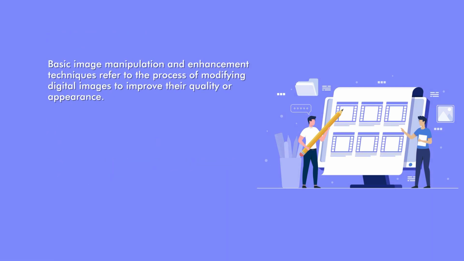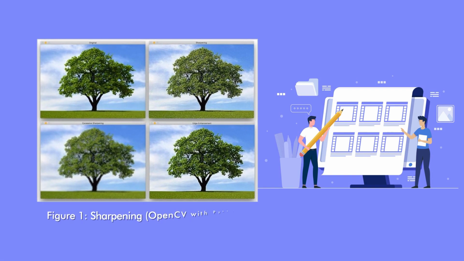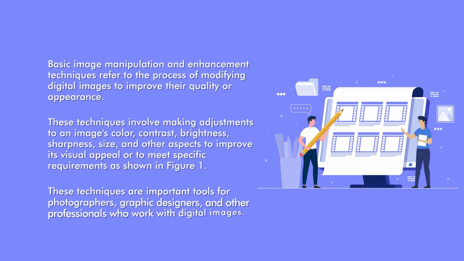Basic image manipulation and enhancement techniques refer to the process of modifying digital images to improve their quality or appearance. These techniques involve making adjustments to an image's color, contrast, brightness, sharpness, size, and other aspects to improve its visual appeal or to meet specific requirements, as shown in figure 1. These techniques are important tools for photographers, graphic designers, and other professionals who work with digital images.